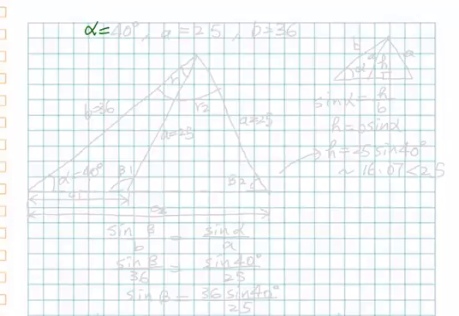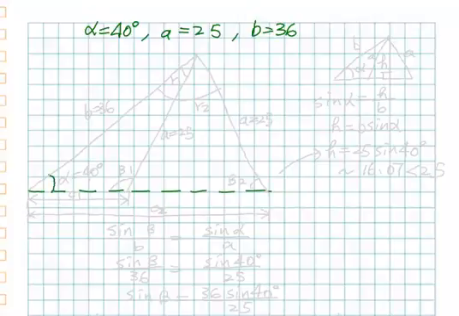Alpha equals 40 degrees, A equals 25, B equals 36. We do not know the length of C. I draw a dotted line first at the base.